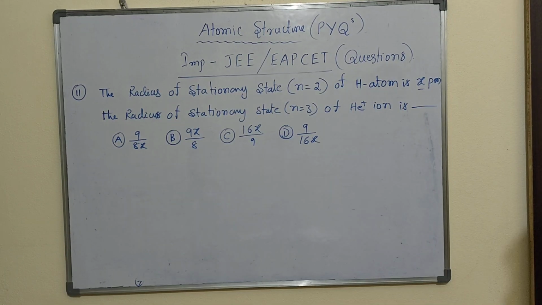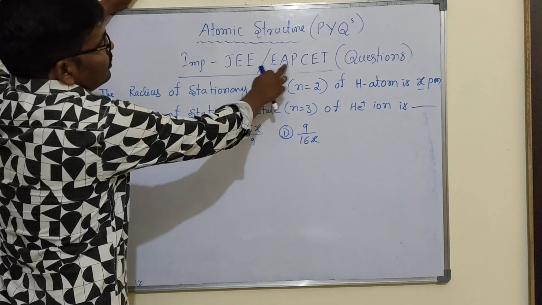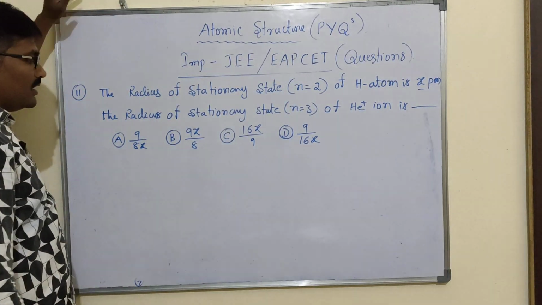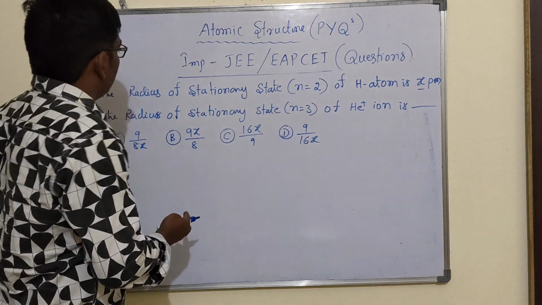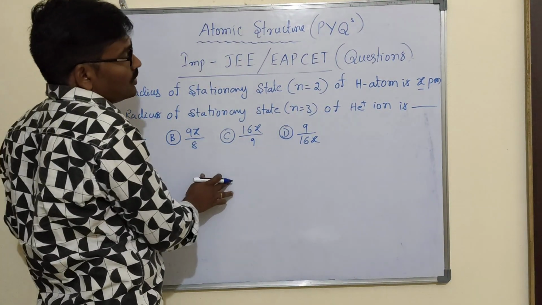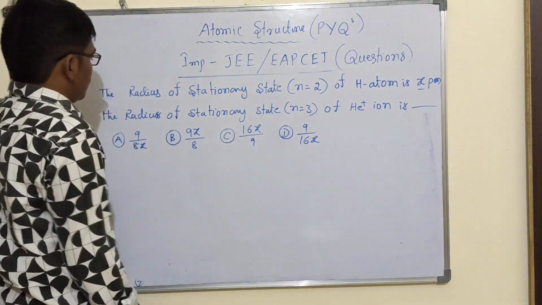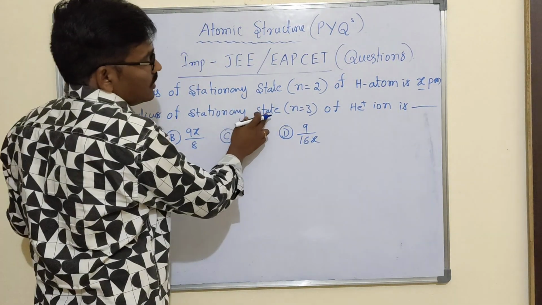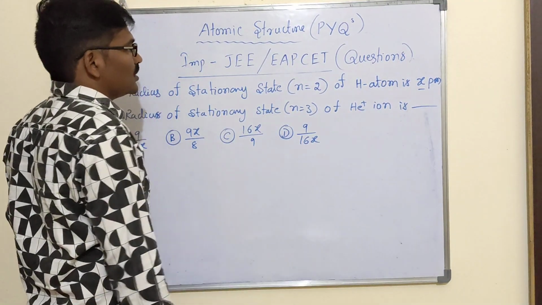Look here, one of the questions is there. This question came in EAPCET 2025, in the Telangana state and AP state. Observe it carefully. The radius of stationary state of n equals 2 of hydrogen atom is x picometers. Then the radius of stationary state of n equals 3 of helium atom is what? They're asking a question like this.